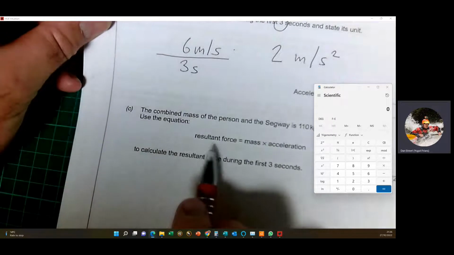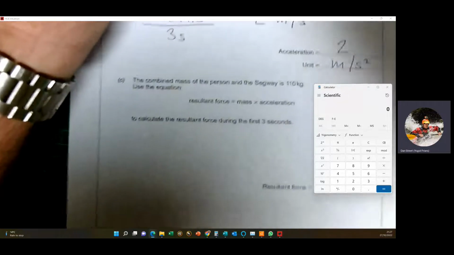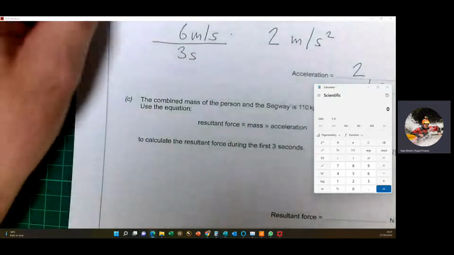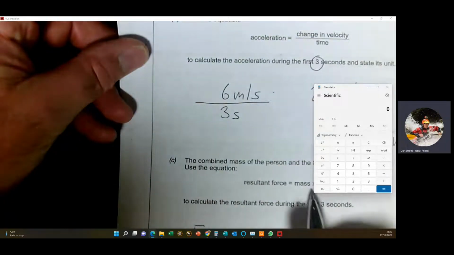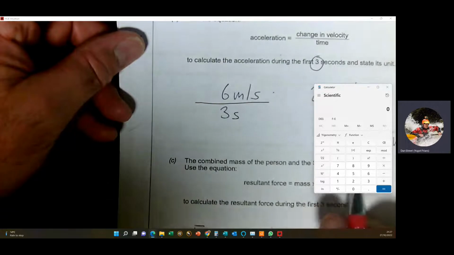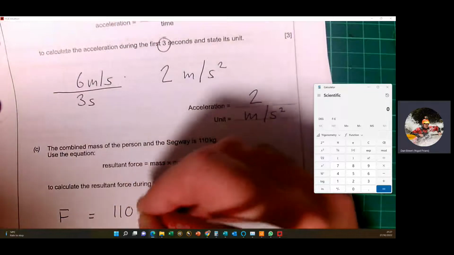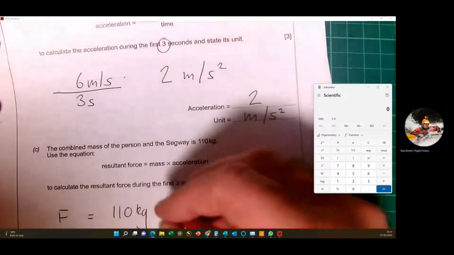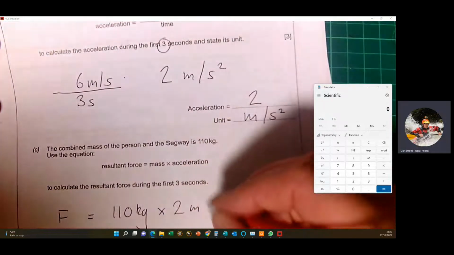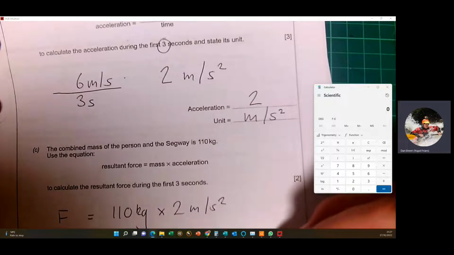You were asked now to calculate the resultant force. Okay, so resultant force is calculated using the equation that once again is given to you in the question, which is quite handy. You don't need to start looking at the front of the paper. And so the force is the mass of the rider and Segway, which is given to us here. Okay, so it's in the question there. So that would be 110 kilograms, and that's multiplied by the acceleration, which you've just calculated up here. So that's 2 meters per second squared. Of course, 2 times 110 is 220 newtons.